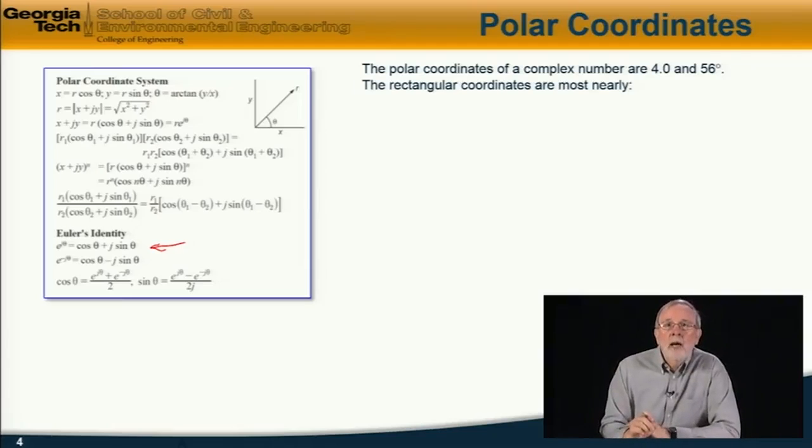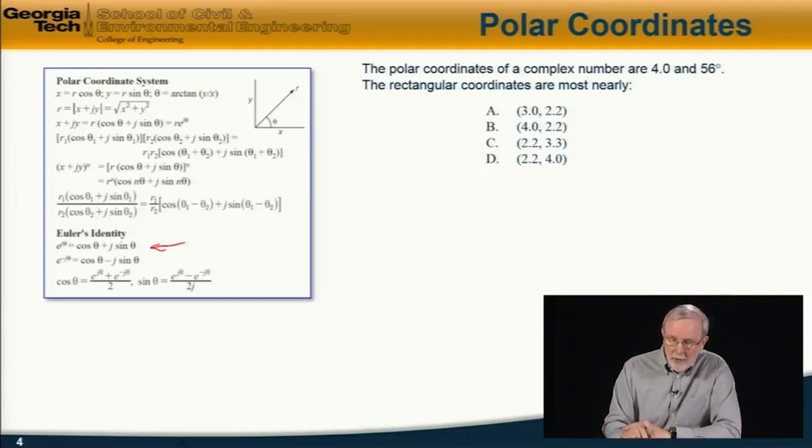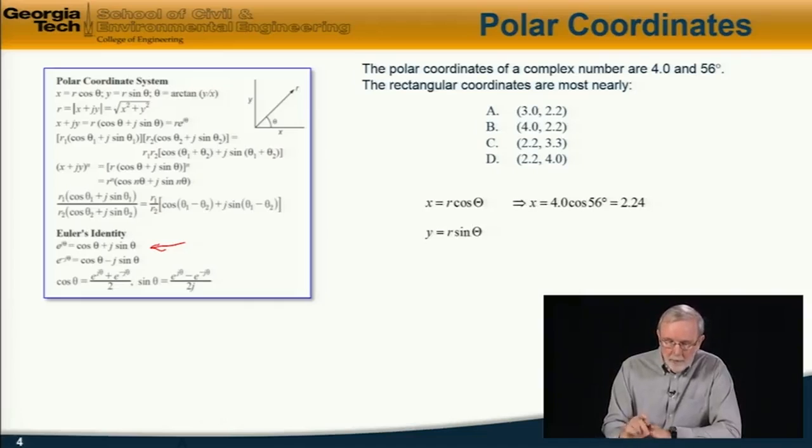So let's do an example on that. The polar coordinates of a complex number are magnitude 4 and angle 56 degrees. Its rectangular components or coordinates are most nearly which of these? So here we simply use the definitions that x, the real component, is equal to r cosine theta, is equal to 4 cosine 56 degrees, is 2.24. y, the imaginary component, is r sine theta, which is equal to 4 sine 56 degrees, is equal to 3.32. So the answer is C.